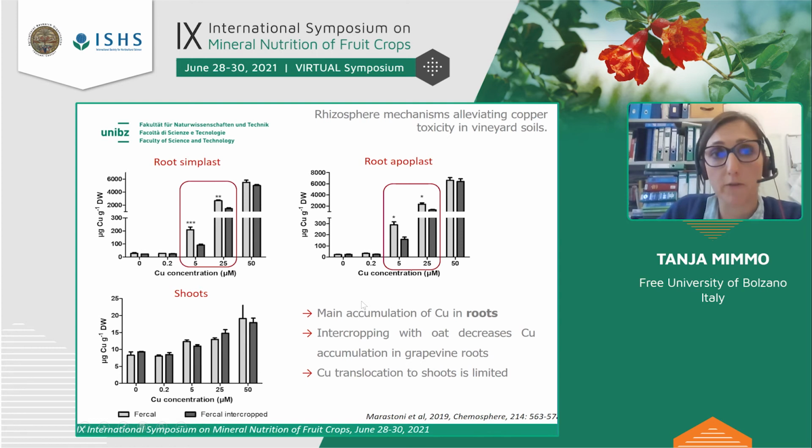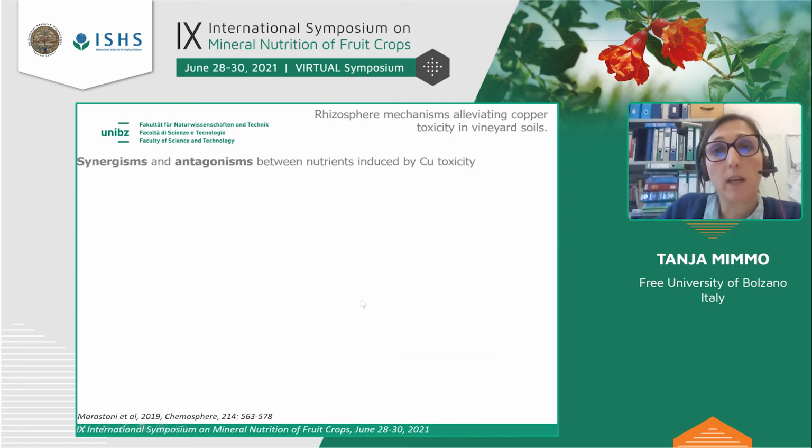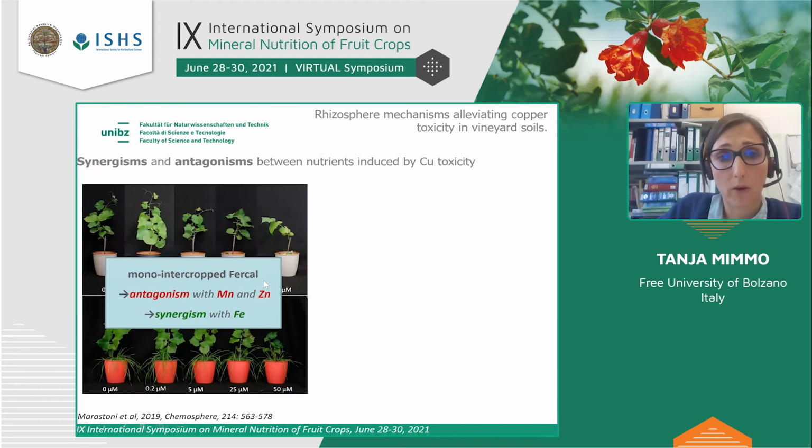So it was effective. But obviously, we wanted to look also at the other nutrients, because maybe copper toxicity also affected the uptake and accumulation of other nutrients. And what we found out was also quite interesting, because we found a rootstock dependent unbalanced root uptake. Indeed, for the Ferkal, in both the mono and the intercropped condition, we found an antagonism with manganese and zinc, and a synergism with iron.